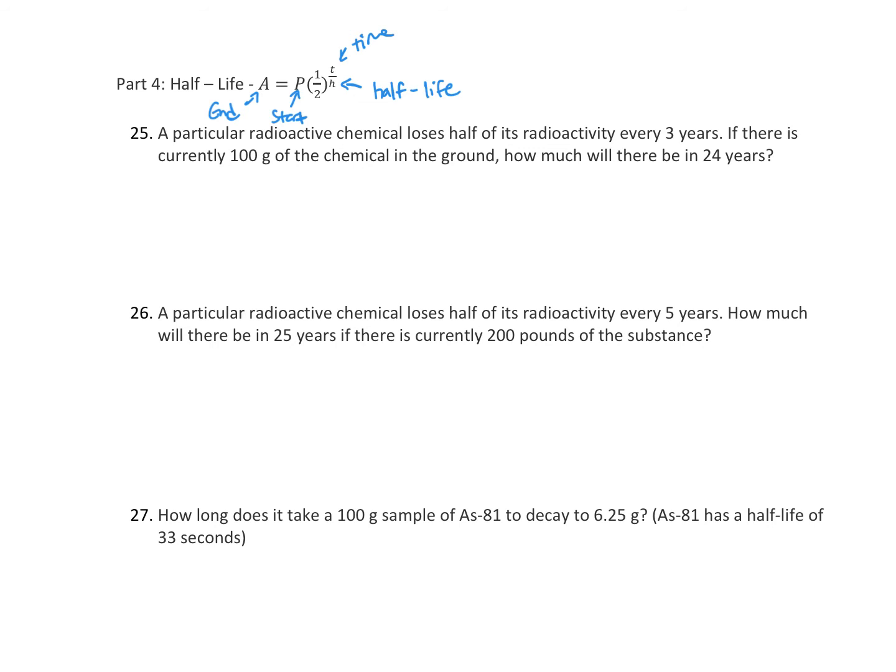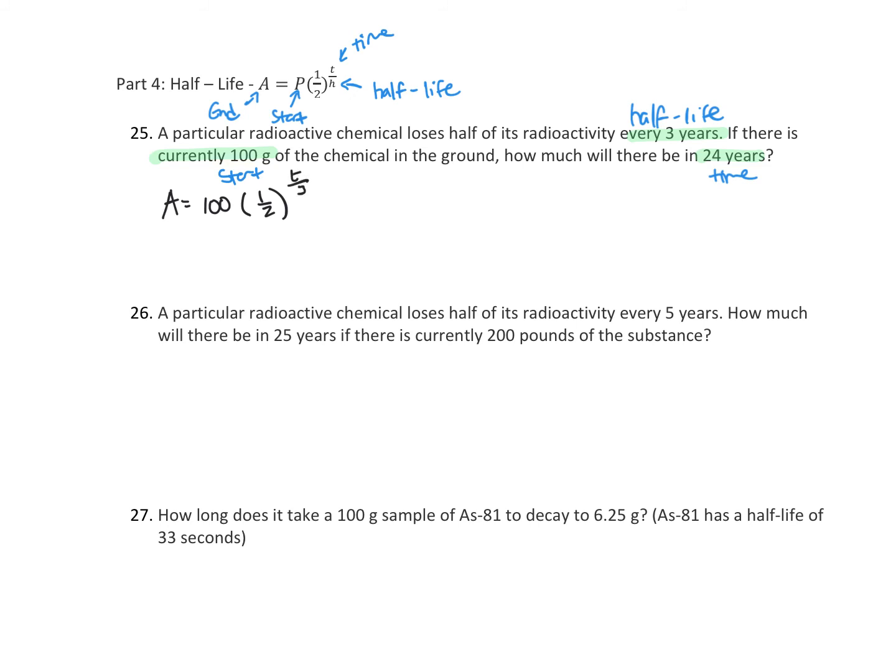So 25 says a particular radioactive chemical loses half of its radioactivity every 3 years. So this means this is the half-life. If there is currently 100 grams of the chemical on the ground, how much will there be in 24 years? So it looks like we have the half-life, our starting amount, and this will be our time. So when we set up the equation, we're going to have A is equal to 100 times 1/2, it's always going to be 1/2, to the power of t divided by 3.